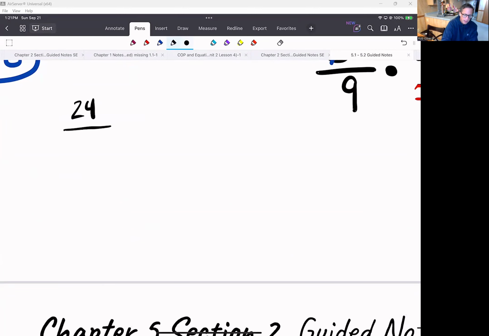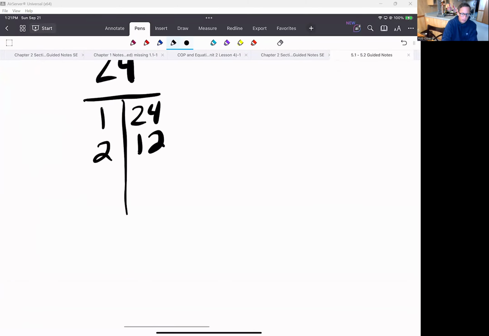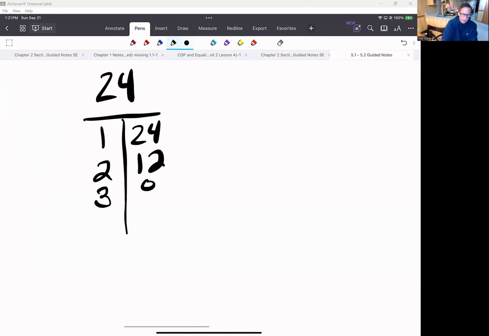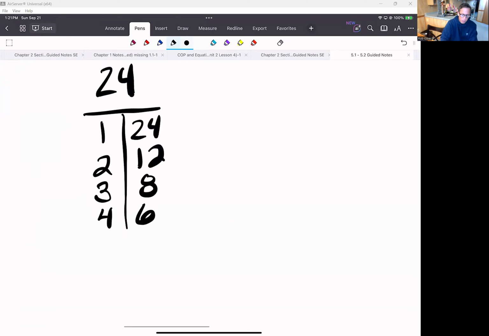Well, 24 has a finite number of factors. It has 1 and itself, it has 2 and 12. I like to do factor pairs. That's why I'm setting it up like this. 3 and 8 is a factor pair, 4 and 6. So those are all the factors of 24. If I were to list them out: 1, 2, 3, 4, 6, 8, 12, and 24. It has a lot of factors.